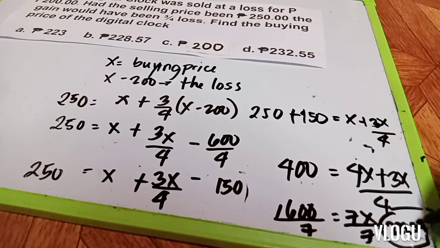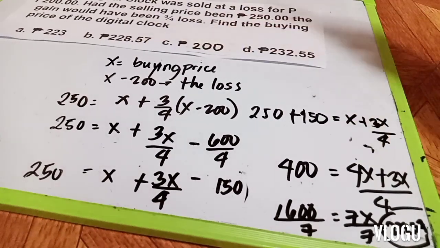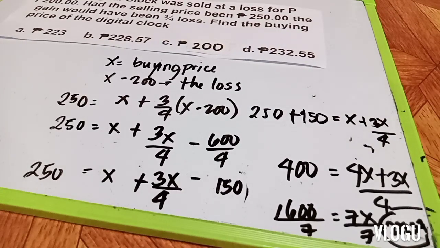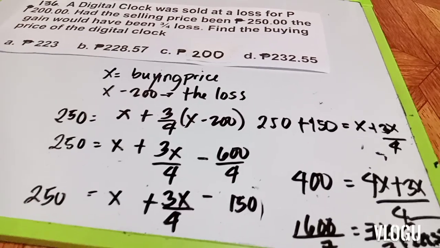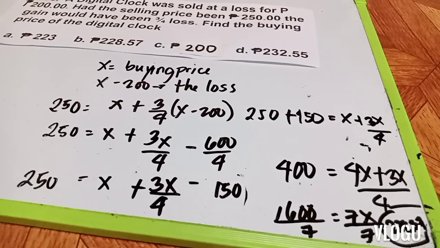So, the best answer is letter B. Take note, guys, letter B. That will be the procedure for our buying price. 228.57. Okay.